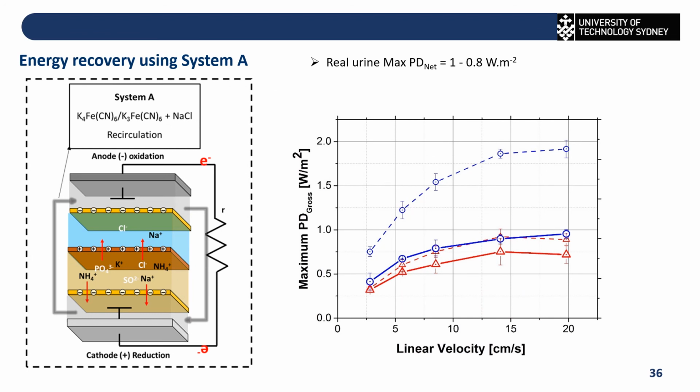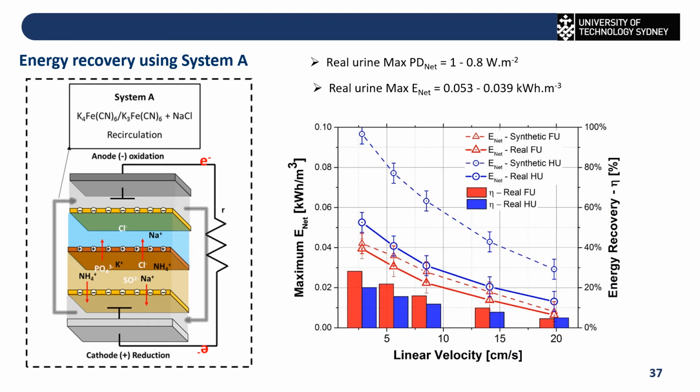The first system, system A, is for the replacement of this electrolyte. With real urine, we produced almost 0.8 to 1 watt per square meter using this RED system, and the maximum net energy recovery is around 0.04 to 0.05 kilowatt hour per cubic meter using the real urine condition.